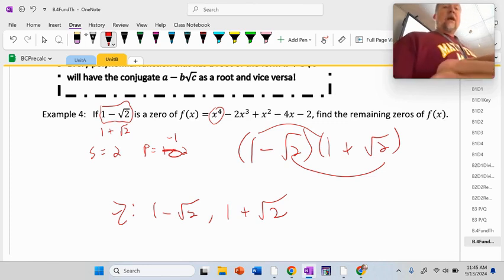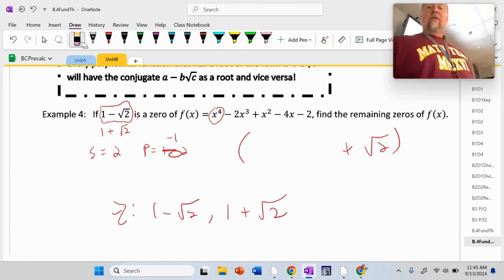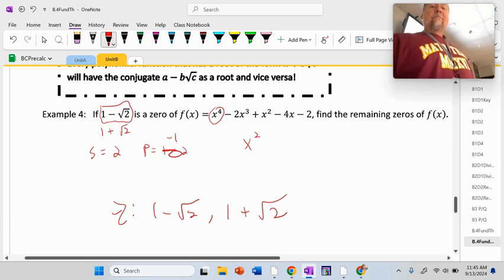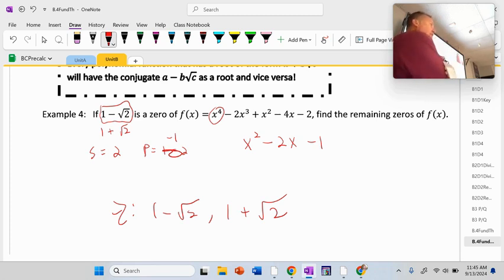And then create that polynomial. Okay, so what is that polynomial? It's x squared minus the sum plus the product. That's the polynomial that has 1 plus or minus root 2 as zeros. And then what am I going to do with that polynomial and the x to the fourth? I'm going to divide out that x squared out of that x to the fourth. I'm going to be left with an x squared.